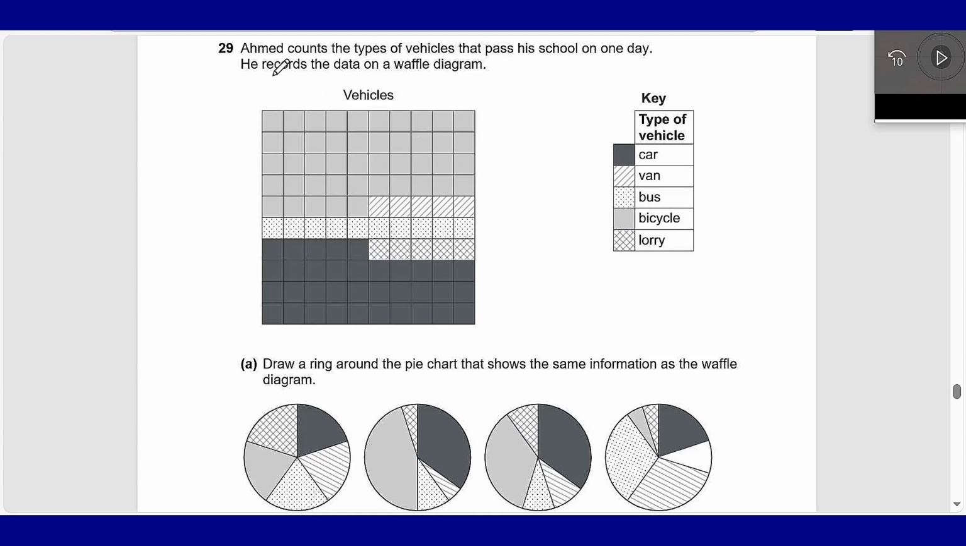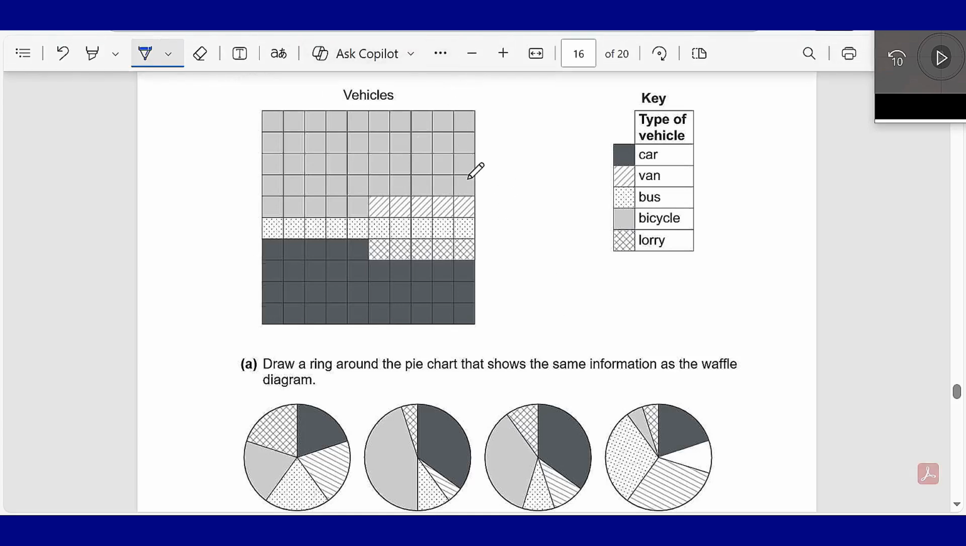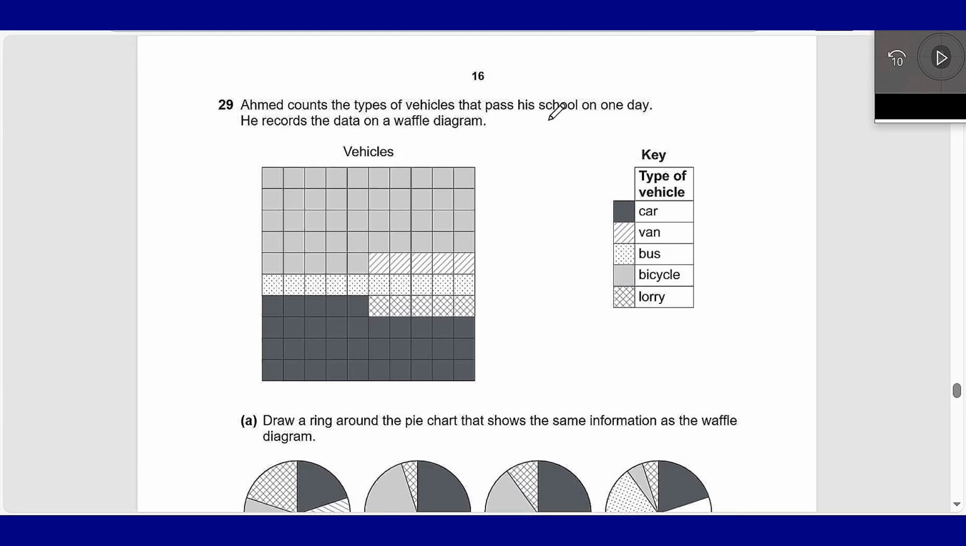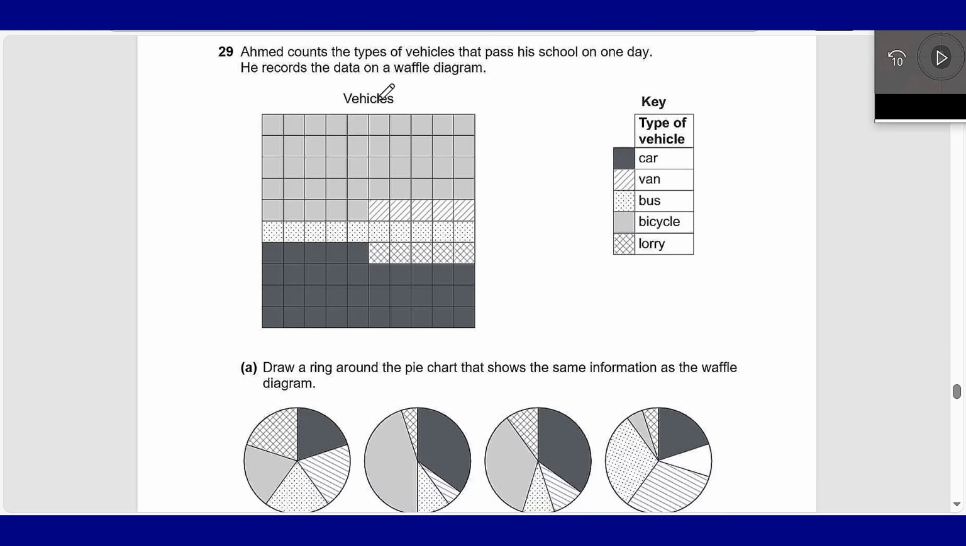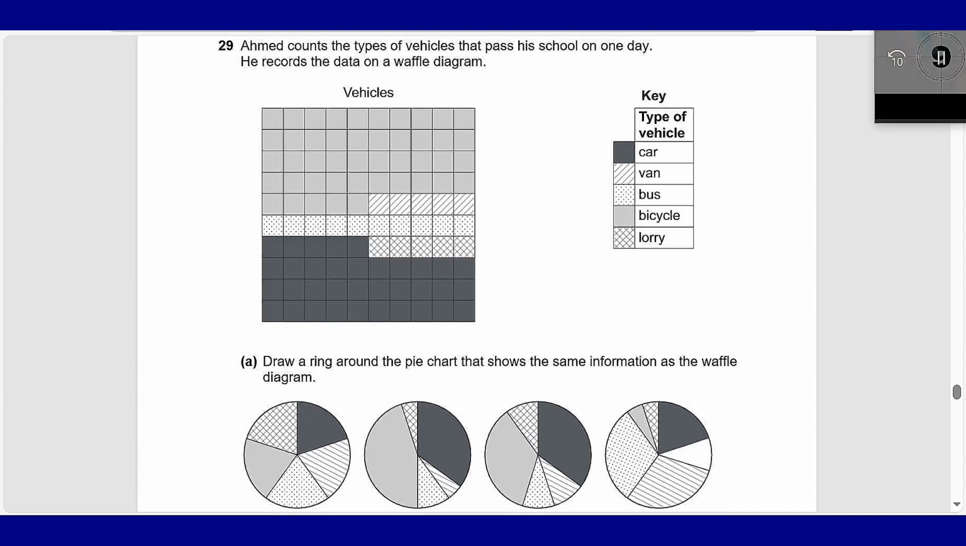Okay guys, number 29. Ahmed counts the types of vehicles that pass his school on one day. He records the data on a waffle diagram. Black is car, diagonal line is van, dotted is bus, cross diagonal is lorry, and gray is bicycle. Draw a ring around the pie chart that shows the same information as the waffle diagram. You can do this, guys.